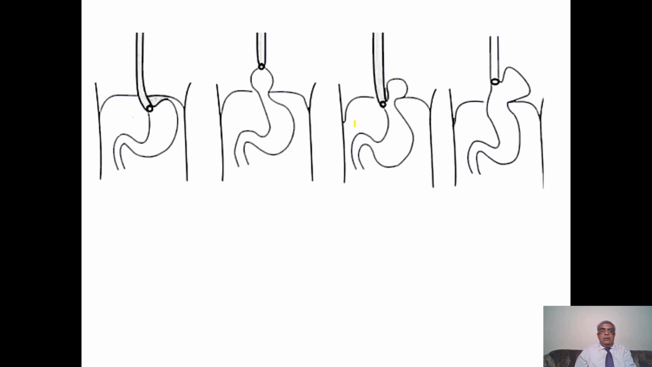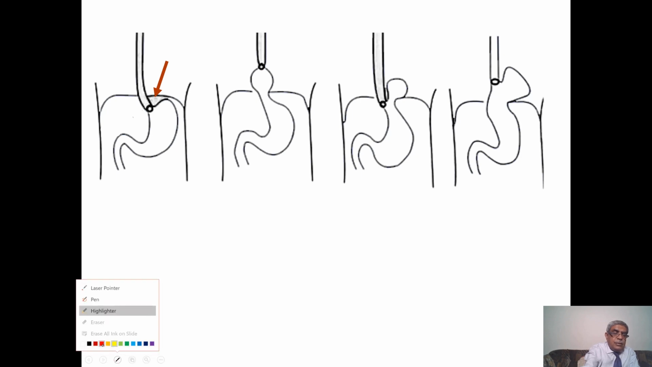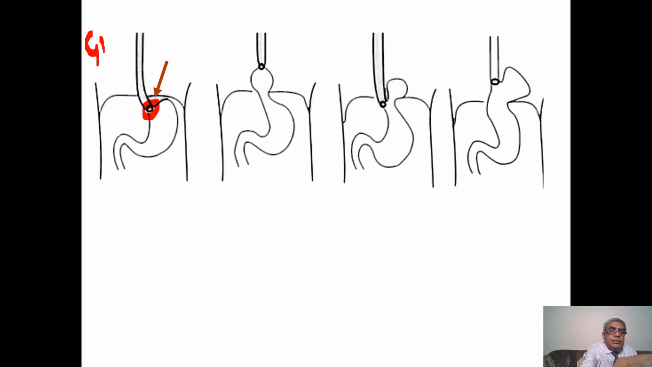Now look at this picture. If you notice it and understand it, you don't have to read it or pay much attention to the text. This is the gastroesophageal junction, GE junction. Where does it lie? It lies in the abdominal cavity. Right. This is the normal.